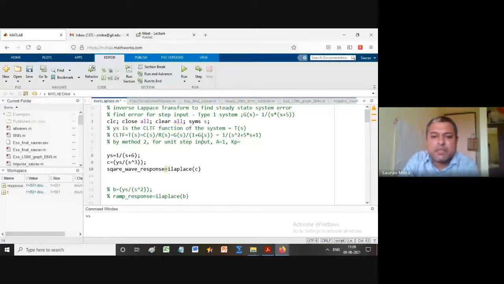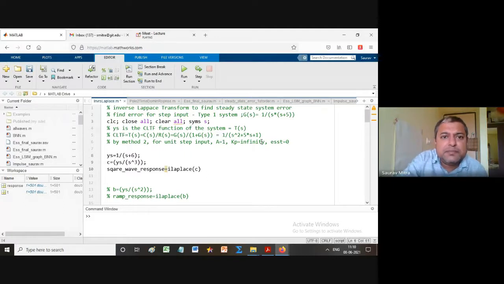So this is 1 by s square plus 5s plus 1. This is the transfer function we have found out. But whenever you are trying to find out Kp, you are finding that this is 1 by s into (s plus 5). So Kp is equal to infinity. Kp is equal to infinity means how much is the ESST? So this is 1 by 1 plus infinity. Are we finding 0? Steady state error is 0.